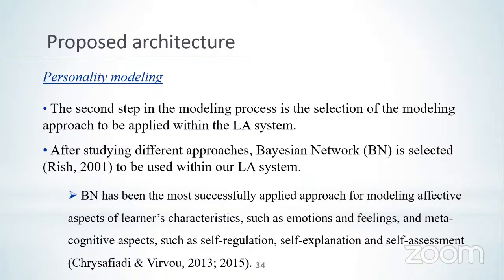The second step in the modeling process is the selection of the modeling approach to be applied within the learning analytics system. After studying different approaches, the Bayesian network was selected. In particular, the Bayesian network has been the most successfully applied approach for modeling affective aspects of learners' characteristics, such as emotion and feelings, and metacognitive aspects, such as self-regulation, self-explanation, and self-assessment. That's why it can be the more convenient one, because we are talking about personality.